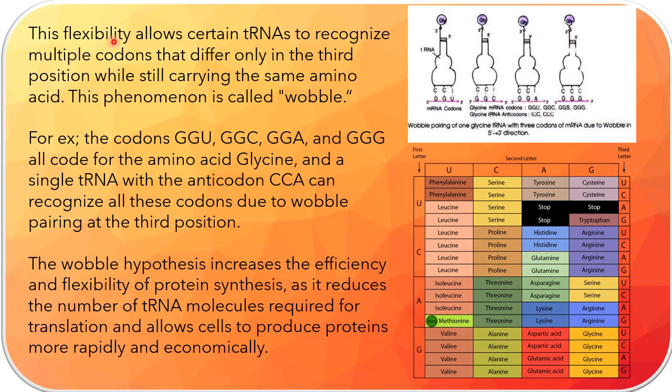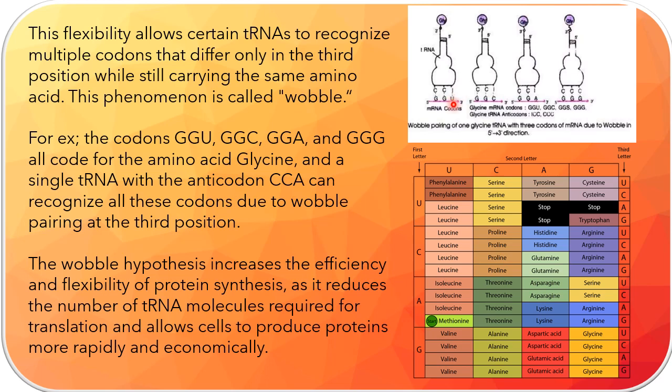Now this flexibility allows certain tRNA to recognize multiple codons. For example, in this particular image you will see that there is I written over the anticodons, okay, not in mRNA. I'm talking about the anticodon on tRNA. So this I stands for inosine, and it actually pairs with adenine, cytosine and uracil, but not with guanine.